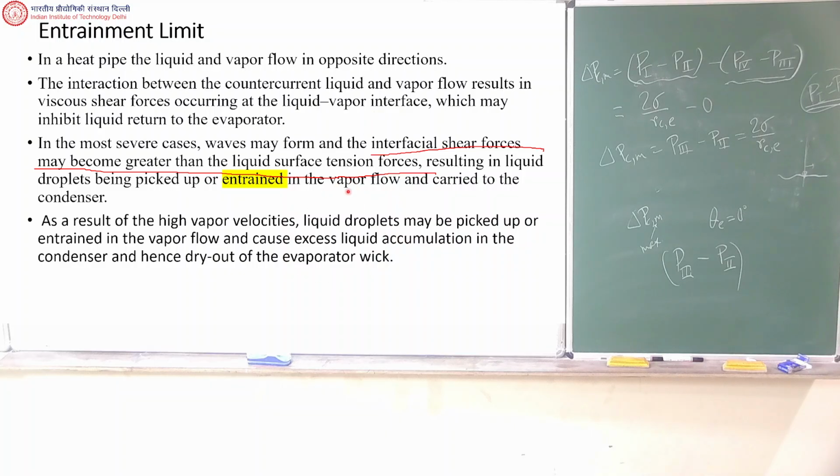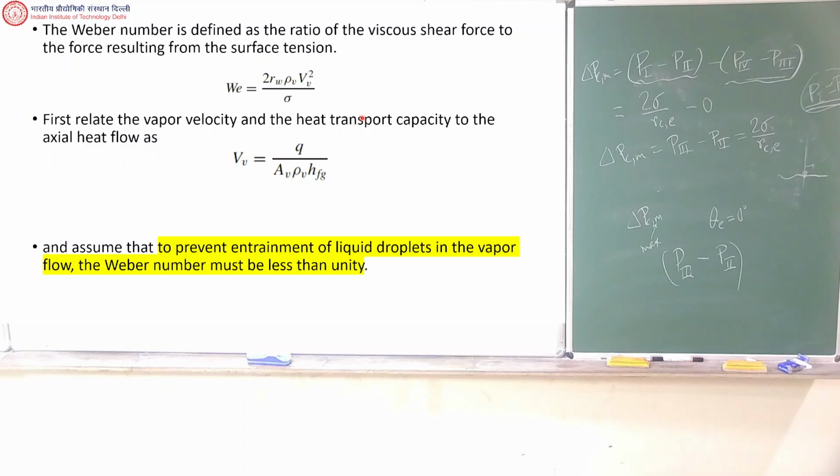So there are those issues. The interaction between the counter current liquid and vapor flow, they are going in opposite directions. So counter current results in viscous shear forces, and the shear forces happen at the liquid-vapor interface. So liquid at the bottom, vapor above it. So there is shear taking place, and because of that, entrainment takes place, and that is problematic.